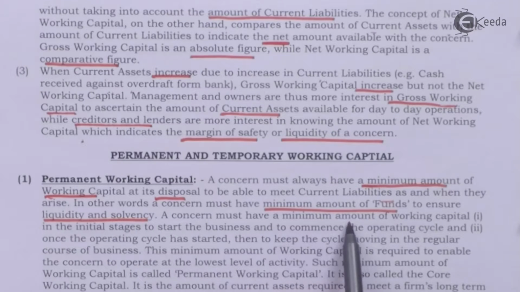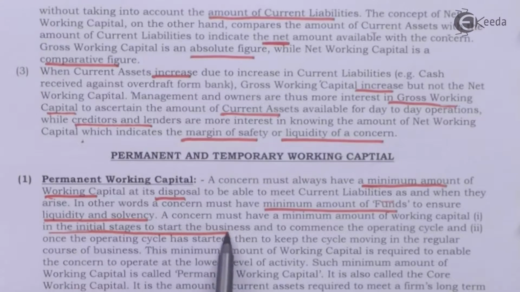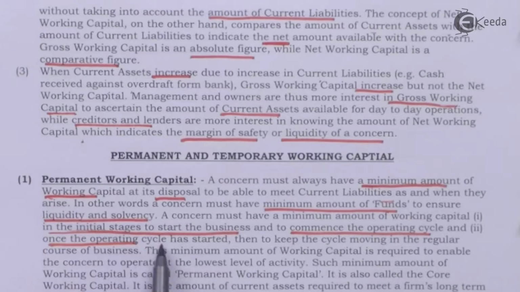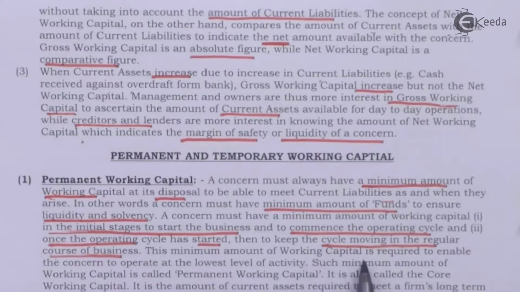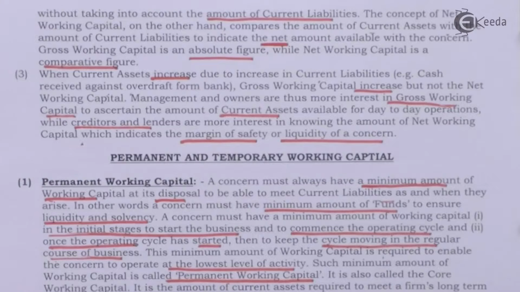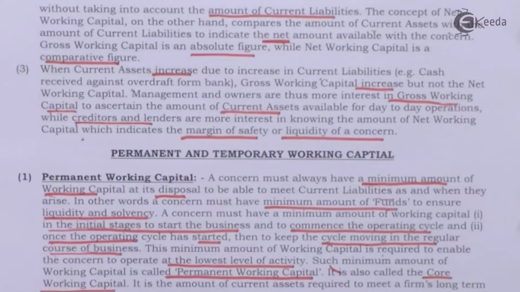A concern must have minimum amount of working capital, that is, in initial stages to start the business and to commence the operating cycle, and once the operating cycle has started, then to keep the cycle moving in regular course of business. This minimum amount of working capital required to enable the concern to operate at the lowest level of activity. Such minimum amount of working capital is called as permanent working capital. It is also called core working capital.